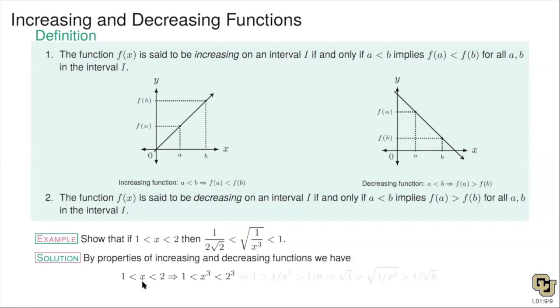So how do I know if x is between 1 and 2, then x cubed is between 1 and 2 cubed? Well, because x cubed is an increasing function. So let me draw the graph of x cubed. You remember the graph of x cubed looks something like this.